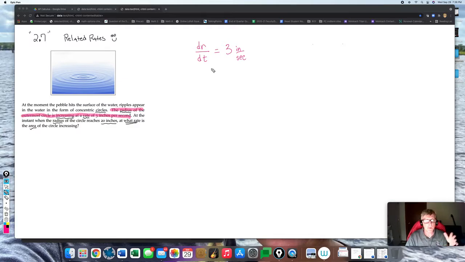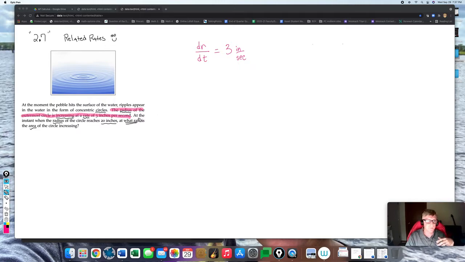Now you might be wondering, what the heck? Where did the t come from? Well, remember that the top quantity is measured in inches. That's the radius of the circle, right? And the bottom quantity is a rate per second, right? Inches per second, and seconds are units of time. So it makes sense that we would use dr dt because the radius is what's changing every second.